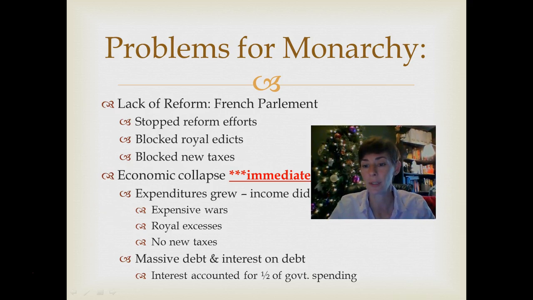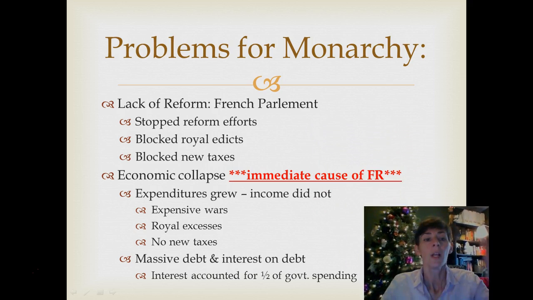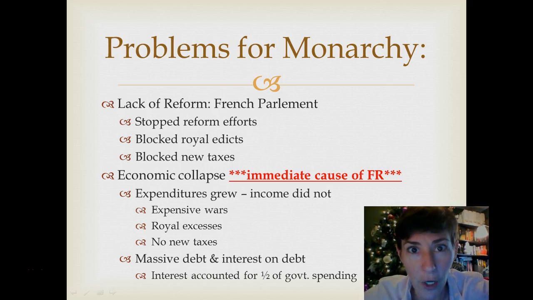Now, continuing with the problems for the monarchy, you have a lack of reform via the French Parlement. They stopped reform efforts, they blocked royal edicts, and they blocked all new taxes, which of course made it difficult to pay down any debt. Economic collapse was an immediate cause of the French Revolution, because although we said before economic things were going well, then we hit a problem period. Expenditures grew, but income did not. I want you to understand that economic collapse was the immediate cause of the French Revolution.